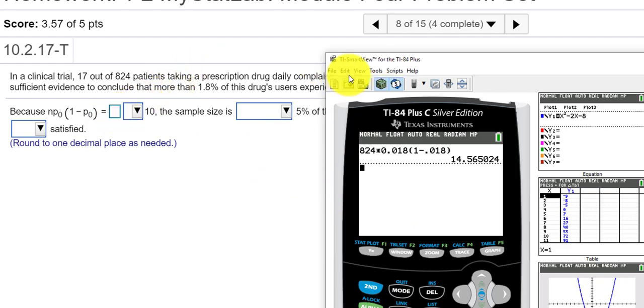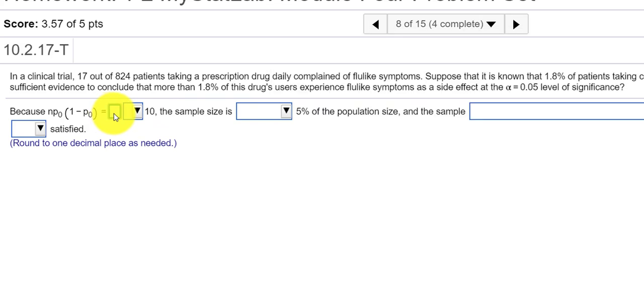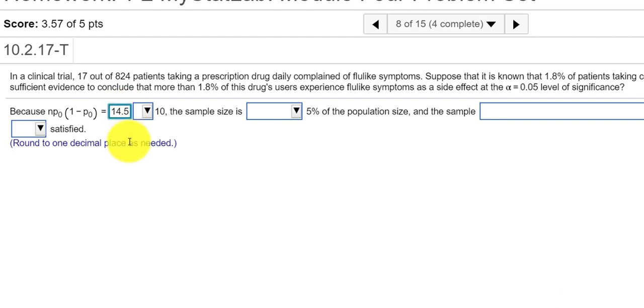Let's see, does it say to round? I'm going to put in 14.5. Oh, I should round it up to 14.6. Right, it says round to 1 decimal place is needed.